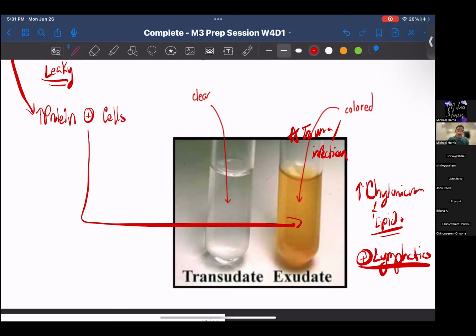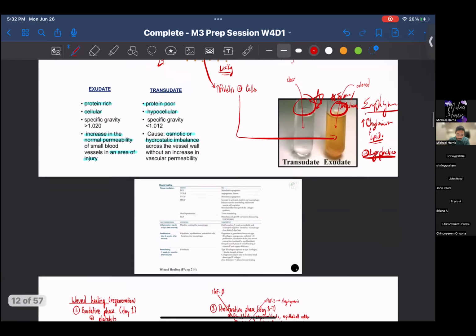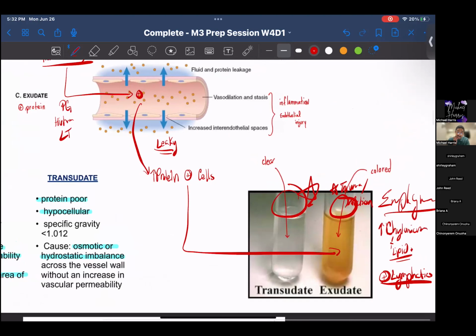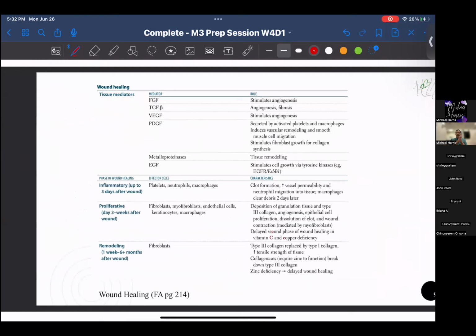So that's the third one that they could throw at you. But these two are the most common: transudate and exudate. I may have seen one question on the lymphatic one, which is known as an empyema. Okay, good. Any questions on any of that? Pretty straightforward. Okay, good.